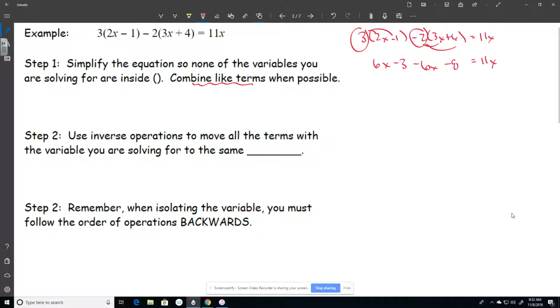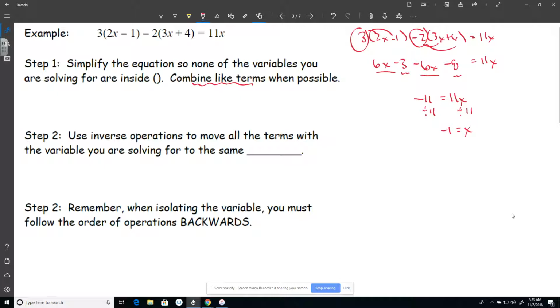And then we combine like terms when possible. 6x minus 6x, that's nice because 6 minus 6 is actually 0. So the x's go away on this side. And negative 3 minus 8, when I combine those, I get negative 11 equals 11x. So in this case, we had variables inside parentheses. We had to get rid of them. Okay, now from here, negative 11 equals 11x. You just solve for x by getting it by itself. So I would divide by 11, and get negative 1 is equal to x.